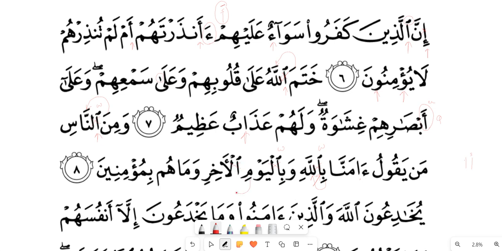Bil yawmil akhiri. So here going towards the lam with sukoon, totally cancelling the hamzatul wasl. Then from meem, going to lam. Bil yawmil: you're not omitting the lam here, only the hamzatul wasl, sorry. You're only omitting the hamzatul wasl here and going from ba to lam. Bil yawmil akhiri. Wa ma hum bi mu'minin. This is the hamza coming.